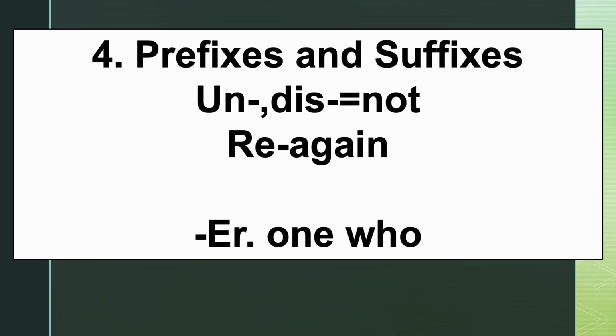Next, prefixes and suffixes. Okay, here are the examples. So, when you say, of course, prefixes, these are group of letters that you can see at the beginning of the word. For example, un and dis. These are prefixes which mean not. Example, disrespect. Next, re means again. Example, re-read. It means read again. How about suffixes? Suffixes, these are group of letters that you can see at the last part or at the end part of the root word, alright?